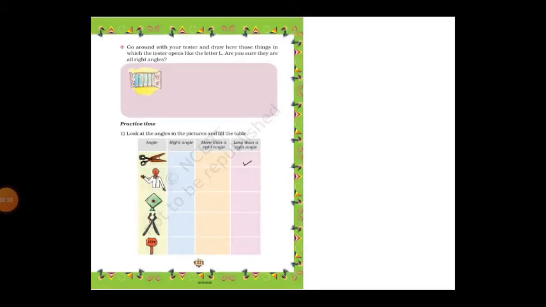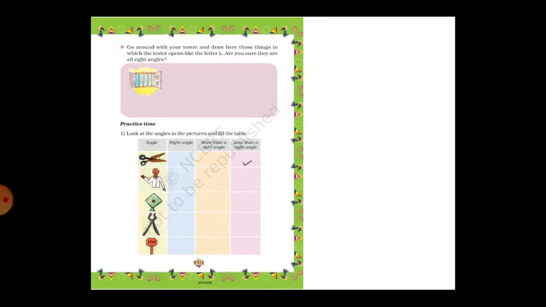Go around with your tester and draw those things in which the tester opens like the letter L. Are you sure they are all right angles? What do we mean by a right angle? Exactly, it measures 90 degrees. Look at the window here. If you open the window like the letter L, then it is a right angle.